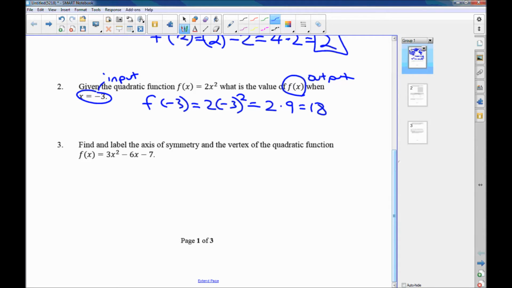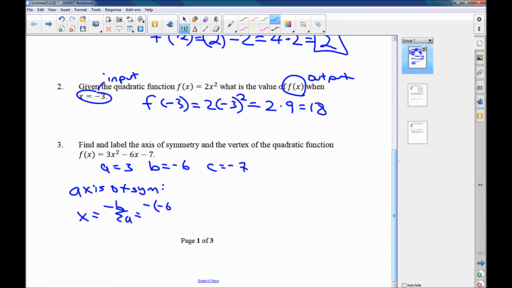Okay. All right, find and label the axis of symmetry and the vertex for the quadratic function f of x equals 3x squared minus 6x minus 7. So this is a review from part 1. So the a value is 3, the b is negative 6, and the c is negative 7. And to find the axis of symmetry, we use the formula x equals negative b over 2a. Okay, so in this case, negative b would be negative negative 6 over 2 times a, 2 times 3. So that's 6 over 6, which is 1.